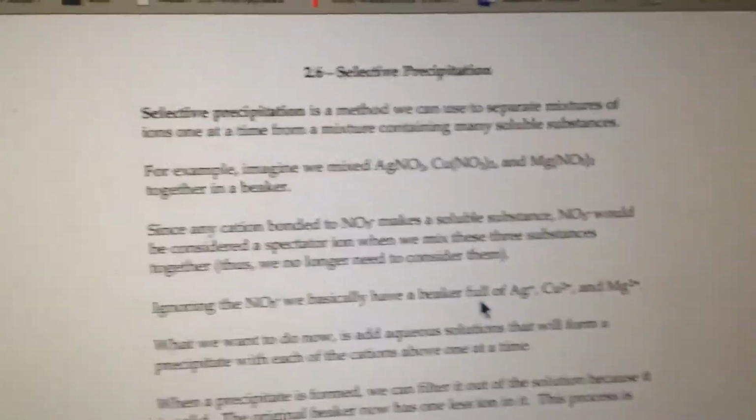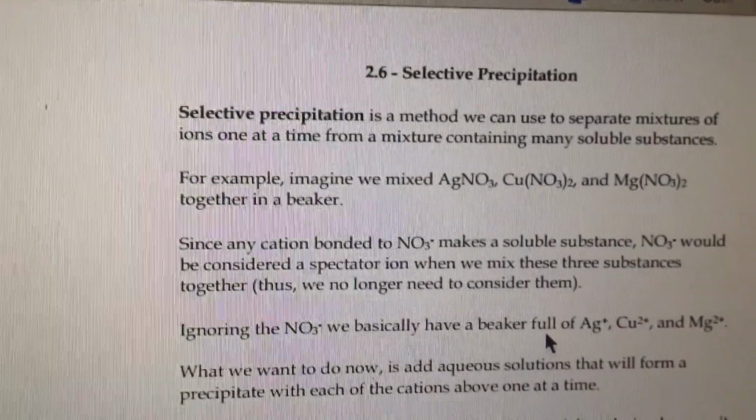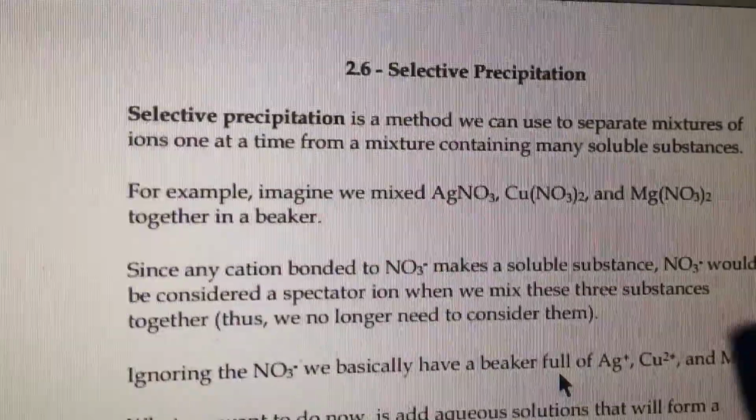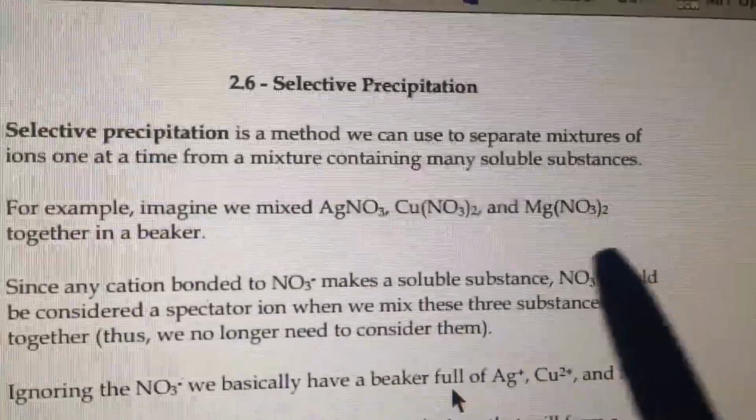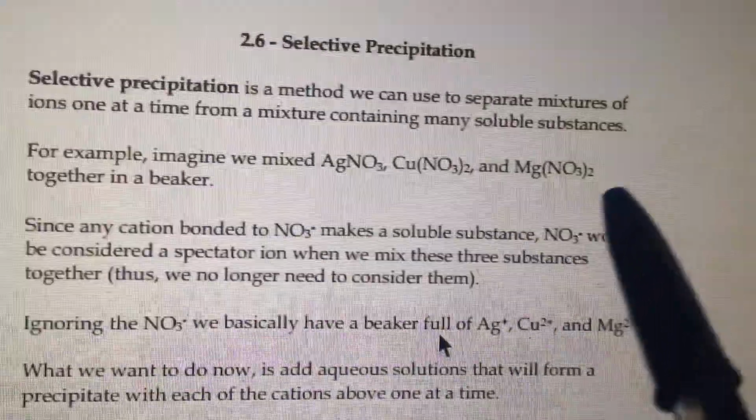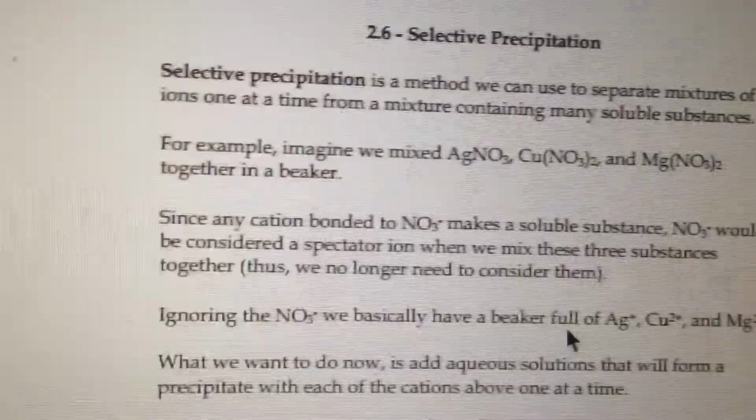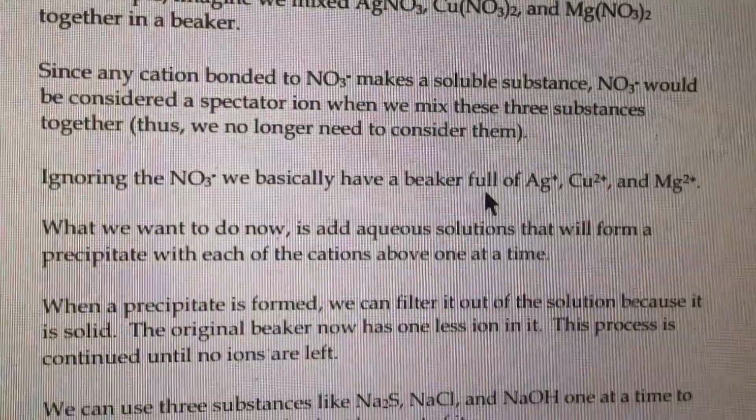Alright guys, so this is the continuation of selective precipitation, okay? What this lesson was really talking about is you had three compounds in a beaker. You had silver nitrate, copper nitrate, and magnesium nitrate, and all these were in one beaker, swirling around.